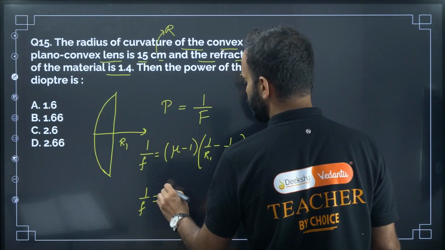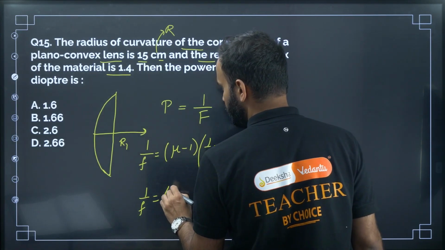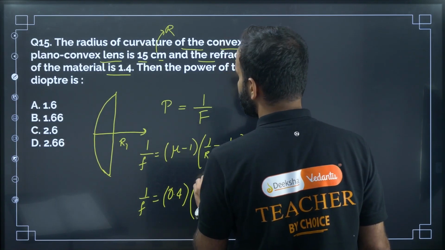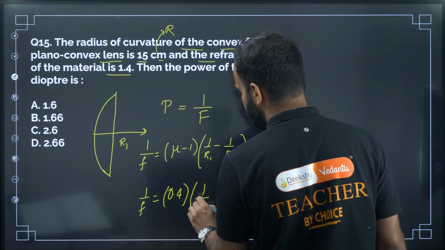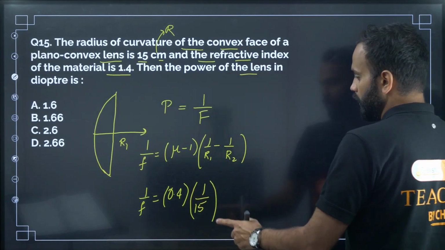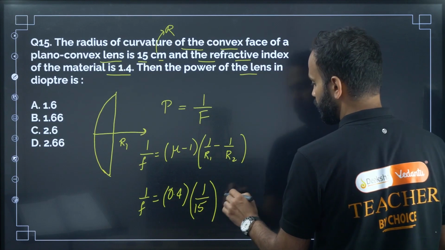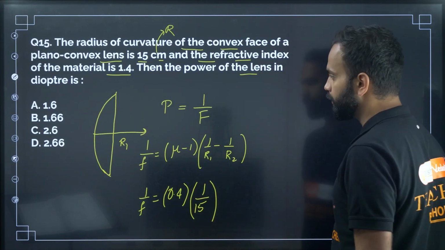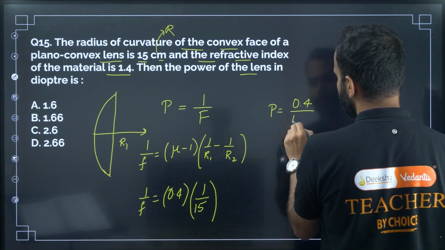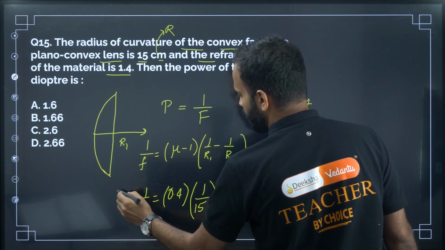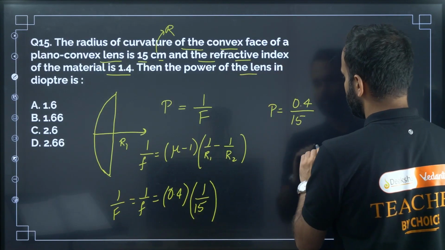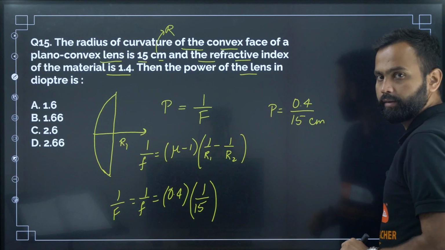So now 1 divided by f is equal to mu minus 1, that is 1.4 minus 1, which is 0.4, into 1 by r1, that is 1 by r. 1 by r is 1 by 15. So 1 by f is equal to 0.4 divided by 15. So power P is equal to 0.4 by 15, with 15 centimeter.